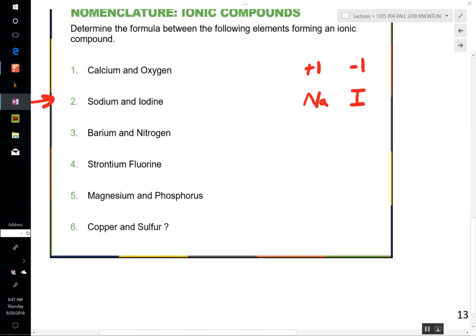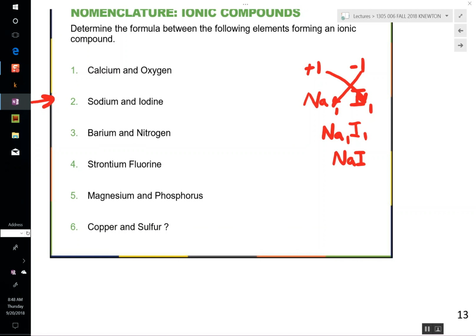All right? And what you can do here is just move the 1 over here, move this 1 over there. You would say, okay, it's Na1I1, but we don't write 1s. Just sodium iodide, NaI. If the subscript is a 1, we don't write it. It's understood. If it's other than 1, it has to be written there. And the numbers you're going to see there are 2, 3, 4, maybe a little higher than that on occasion, but generally it's 2s, 3s, and 4s.